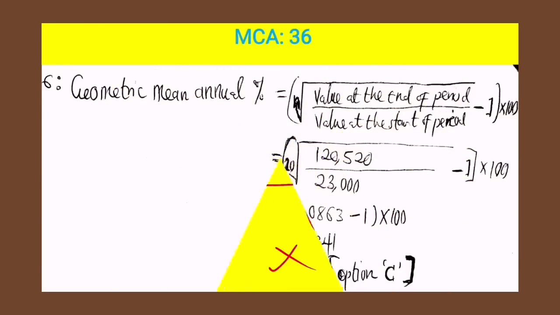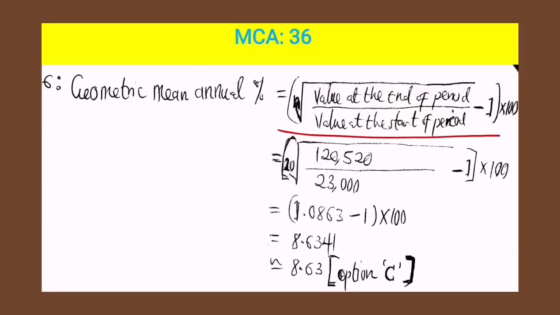So as I've indicated, that is the formula: value at the end of the period over value at the beginning or the start of the period, minus 1, multiplied by 100. So when you do the substitution, then you get your geometric mean. It's very simple. So make sure you get it right.